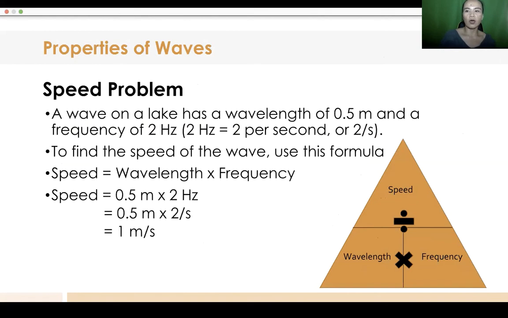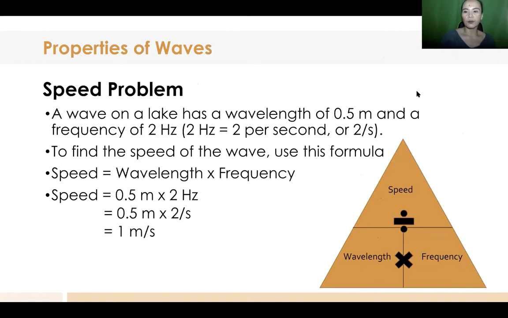All right, let's take a look at this problem. In your discussion post today, you're going to solve one just like this, but I just need your solution and answer. A wave on a lake has a wavelength of 0.5 meters, so the distance from one wavelength to another is about 0.5, and a frequency of 2 hertz. So it's 2 vibrations per second in this lake.